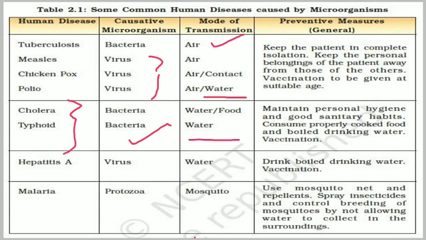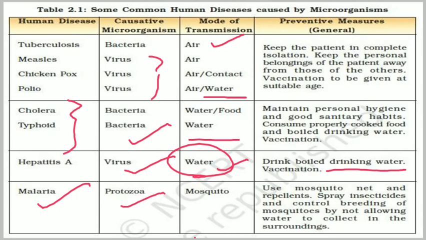Similarly, hepatitis A is caused by a virus, and the mode of transmission is water. As the mode of transmission is water, we should always drink what? Boiled water. Also, as we have already discussed malaria and dengue, the microorganism responsible is the protozoa, and the mode of transmission is the mosquito. So what are the preventive measures? That means, how can we prevent ourselves from malaria?